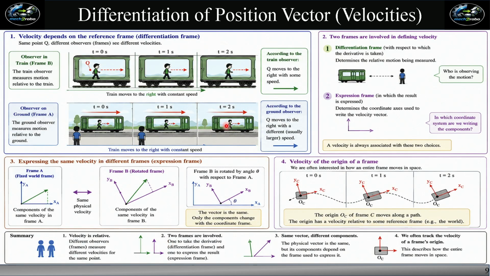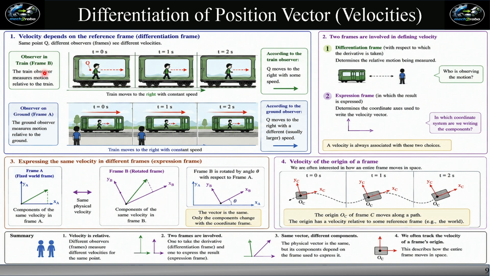And this is some important information about differentiation of a position vector or velocities. First one, velocity depends upon the reference frame, means the differentiation frame. Let's suppose we have a point q, and we observe it from different observers or different frames, and each observer observes it in different ways. First of all, let's assume the observer is in a train, that is frame B.